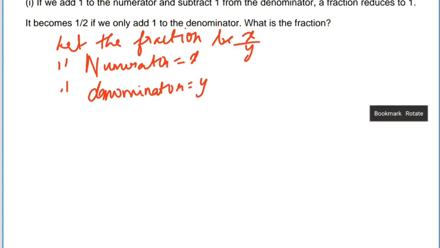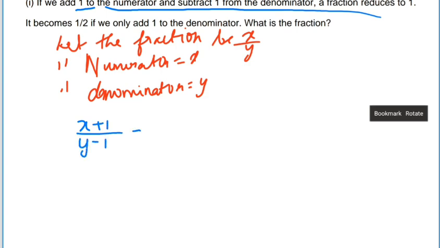So according to the first one, we are adding 1 to the numerator and subtracting 1 from the denominator, and it changes to 1. So x plus 1 over y minus 1 is equal to 1. So this is our first equation.